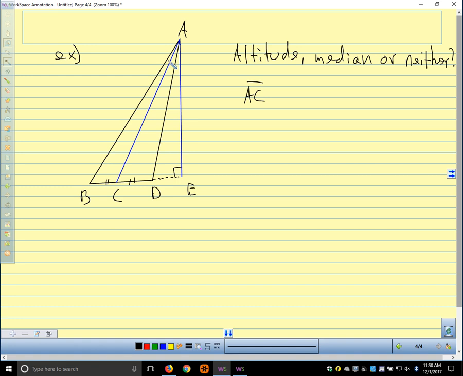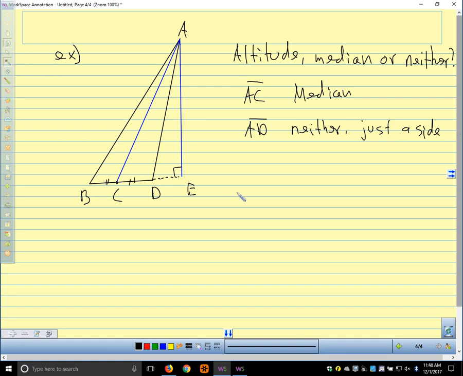Someone said it. Median, right? It goes from the midpoint to the vertex on the other side. AC is a median. How about segment AD? This segment. Median, altitude, or neither? Neither? What is that one? It's just a side. And it's not a right triangle, so the side can't be an altitude.